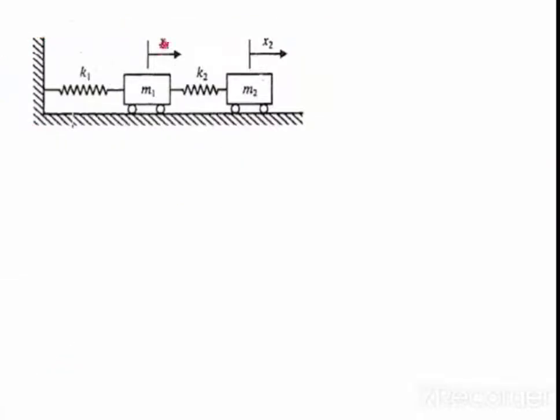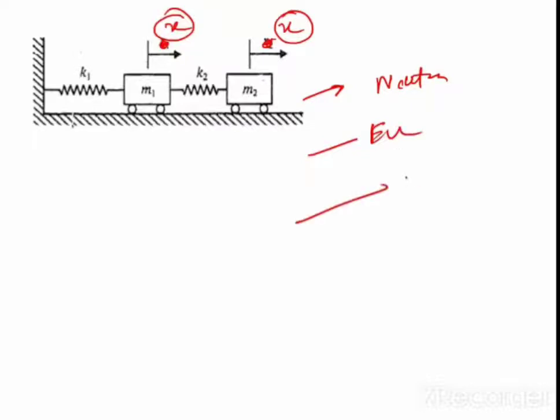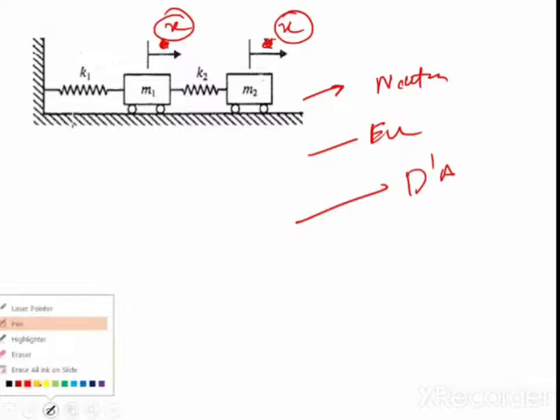We are interested only in the x. If I am saying that this is x, now tell me how many independent coordinates are there over here? Only one independent coordinate. So now you can easily apply the Newton method. You can apply the energy method. You can apply D'Alembert's principle. So degrees of freedom are very, very important.